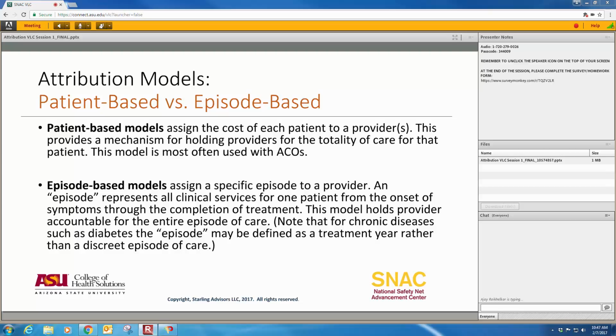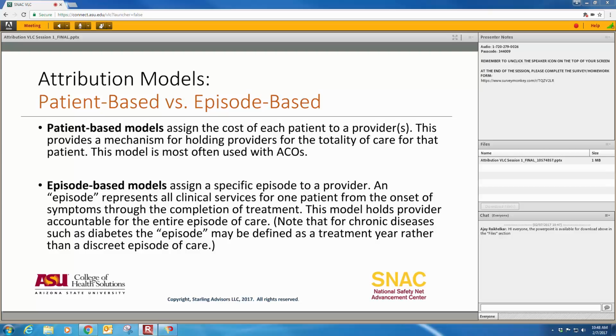ACO contracts, and we're going to look at the Medicare Shared Savings Program, which is the most well-known ACO contract. They really want to look at the totality of care, all of the claims paid for a patient, not just those paid for a certain episode or a certain illness for that population. And that sets the differentiation to episode-based models, which assign a specific episode to a provider. An episode represents all of the clinical services for one patient from the onset of symptoms through the completion of treatment, and it holds a provider accountable for that episode, but maybe not things that occur outside of that.